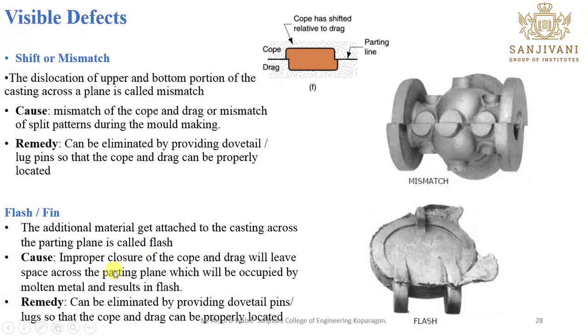So what is the cause again? Improper closure of your cope and drag will leave space. If there is improper alignment of your cope and drag, then some space will be present in this parting line, and that space will be filled with the molten metal, and after solidification it will be seen in this way. So again, to reduce this defect, you should have proper alignment of your cope and drag.